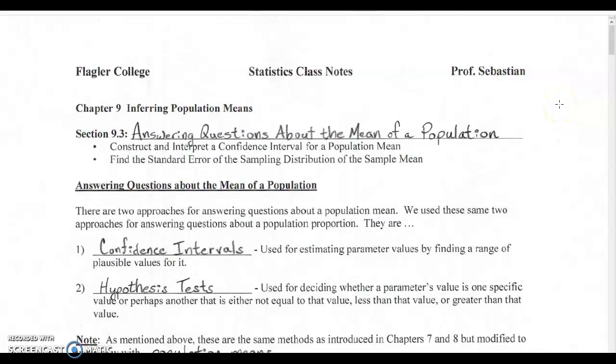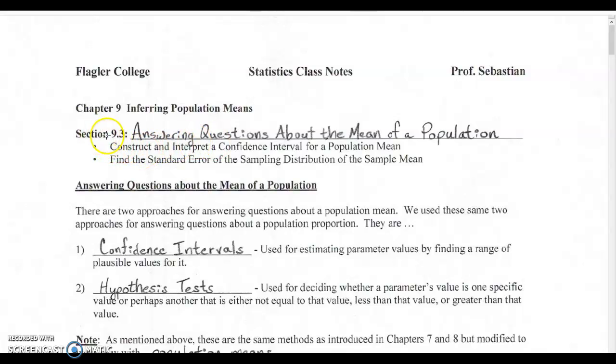Okay, everyone, welcome back to our statistics class notes. We're now moving into section 9.3 in chapter 9. Remember, chapter 9 is about doing inferential statistics about population means. And in section 9.3, we're going to learn how to construct and interpret a confidence interval for a population mean. In that process, we also need to be able to find the standard error of the sampling distribution of the sample mean.